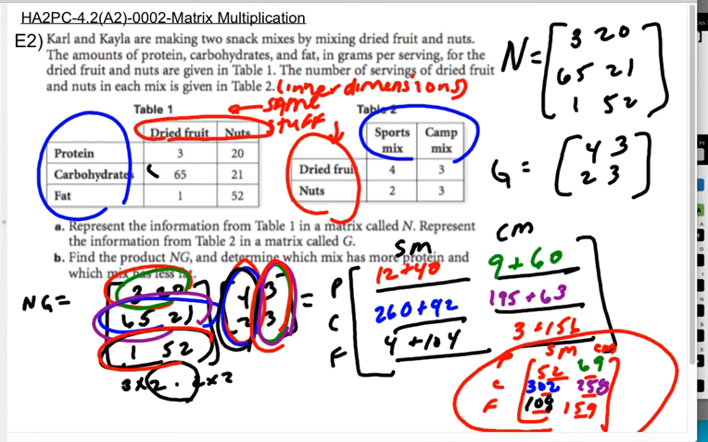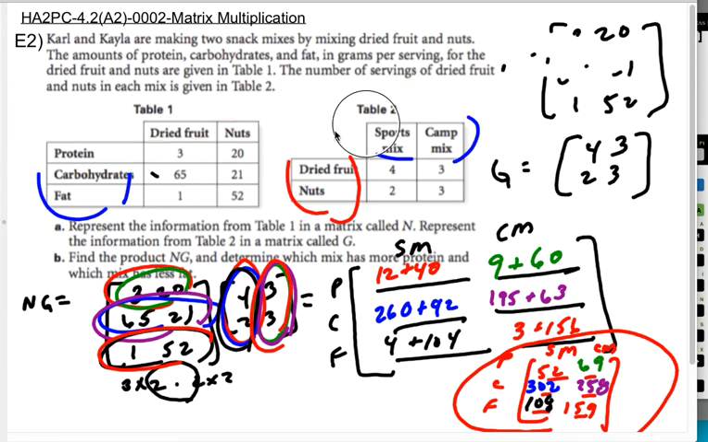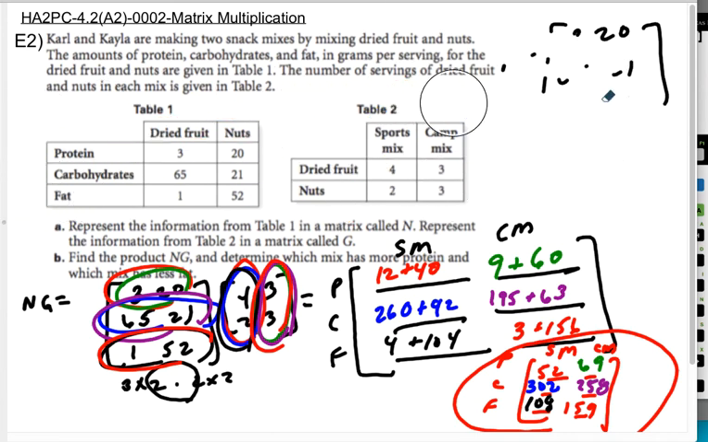In order to do that, I'm going to erase to get myself a little bit of space. So if I erase to get a little bit of space, what I'm going to see is that what they're asking is which mix has more protein and which has less fat. Okay, well, protein is the middle thing, right? Or sorry, is the top row. My bad, protein's the top row, right? So more protein is going to be the camp mix, right?